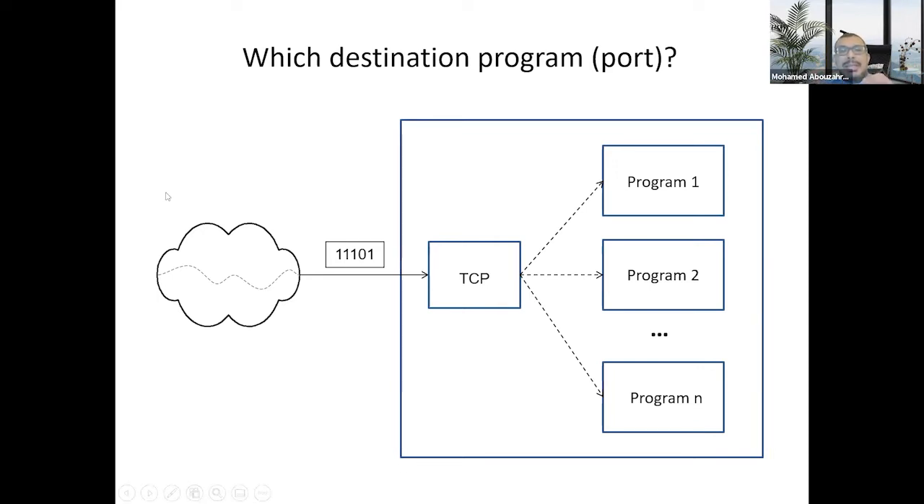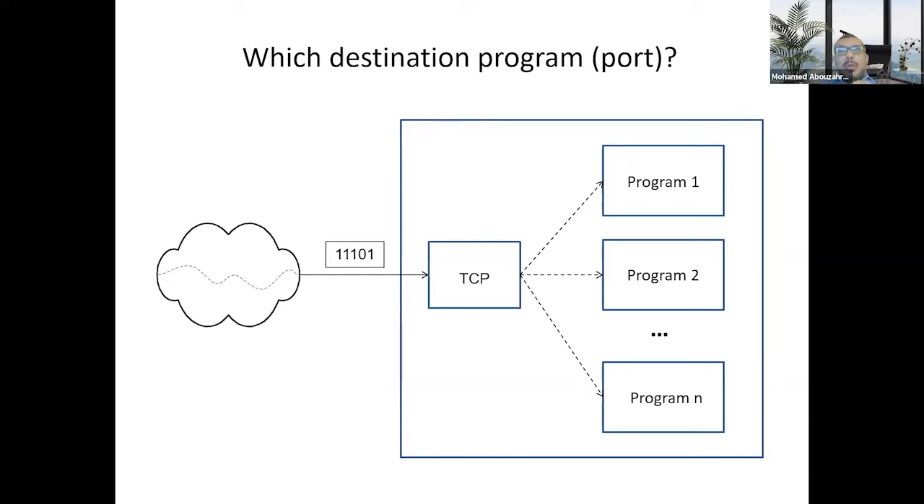It differentiates between these applications using something called a port. A port is a way to differentiate between different applications running on the same machine, on the same computer. For example, HTTP, the web browsing, has port 80. Email has several ports, 433 and others. FTP has a different port, and so on.